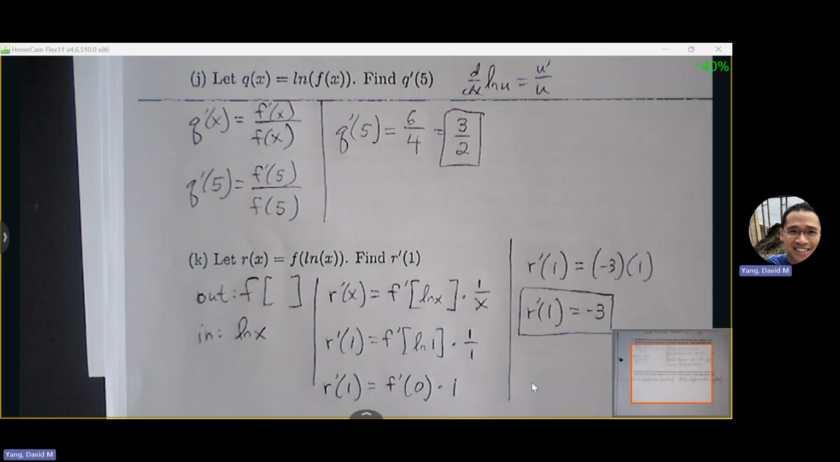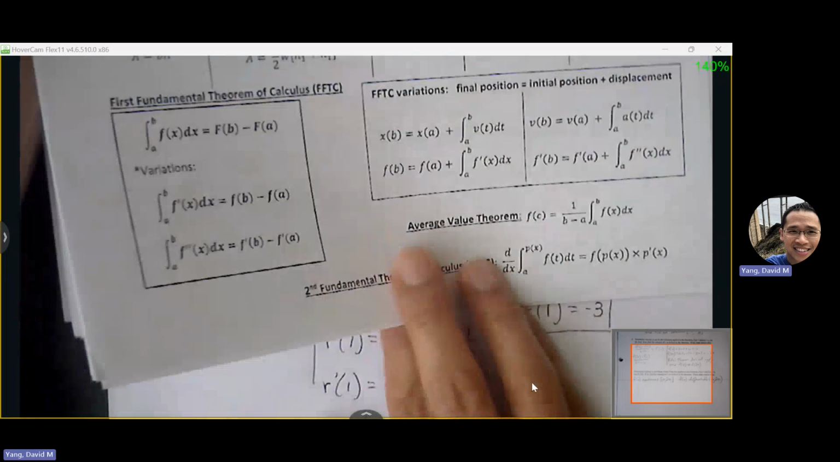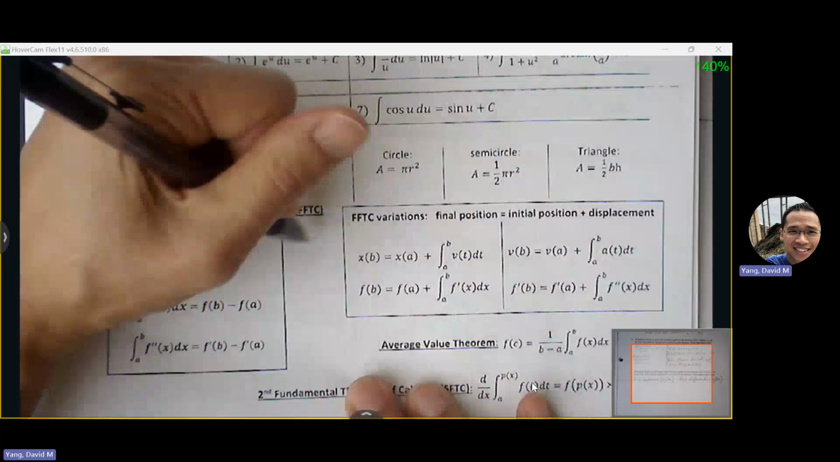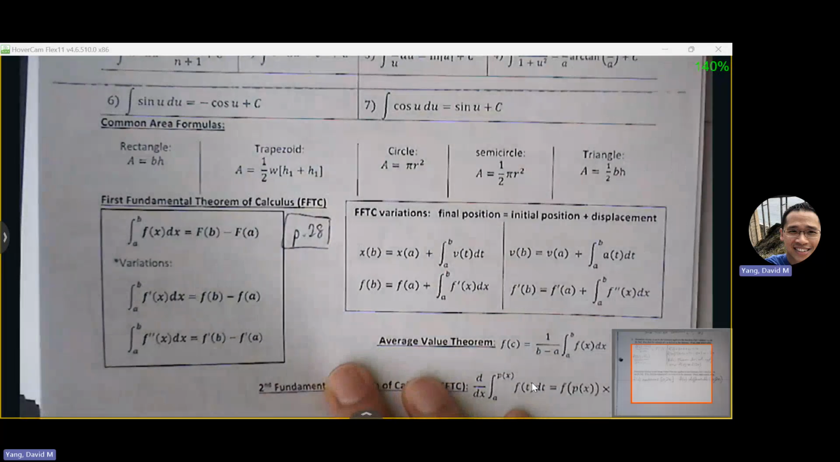Okay, I want us to work on some of these problems on page 22. Before we get there, though, let me just show you a variation of first theorem. This is on page 28. Has a bunch of formulas for your reference.